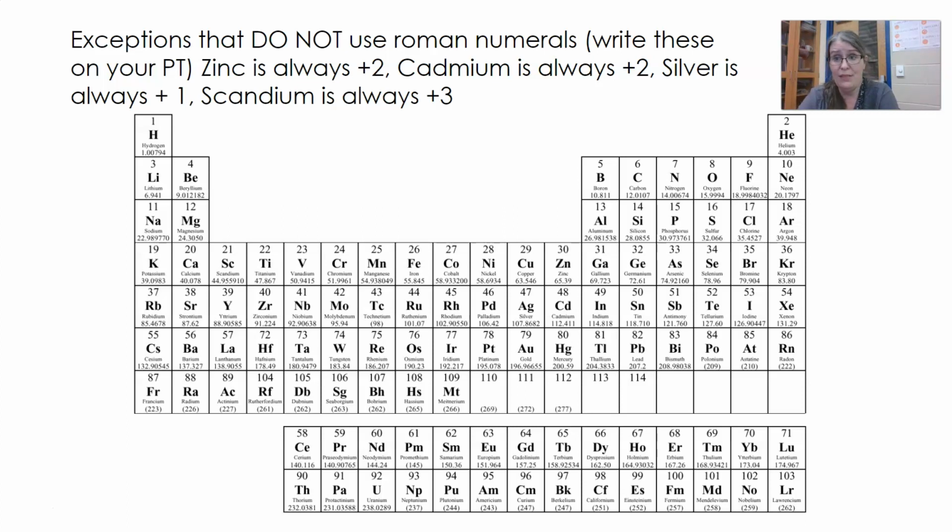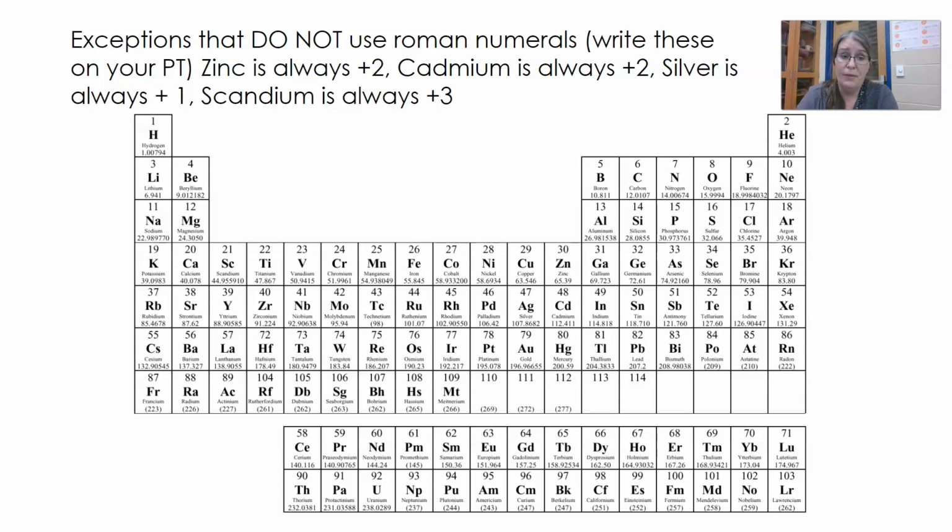Remember, zinc loses its 2 valence electrons out in the 4s. Once it loses those valence electrons, every other orbital is low energy, full, and stable. So notice cadmium right underneath zinc is also always +2 for exactly the same reason. Silver, element number 47, is always, always, always, always +1.